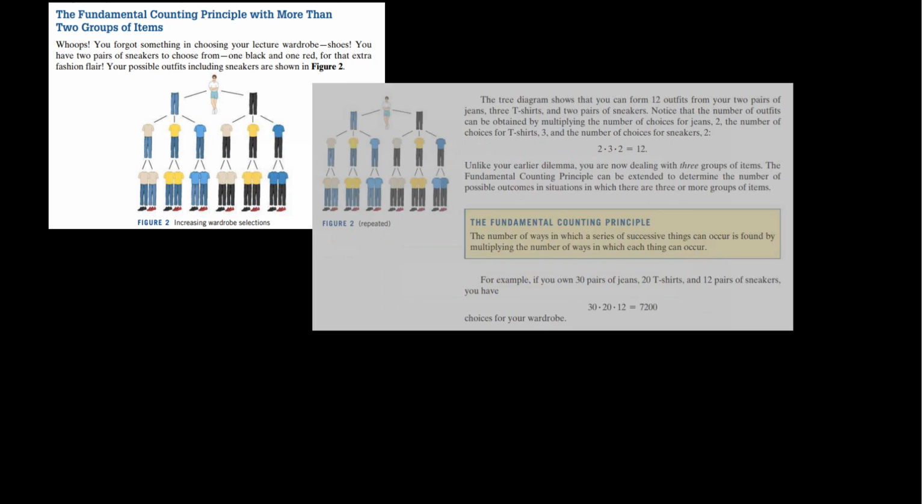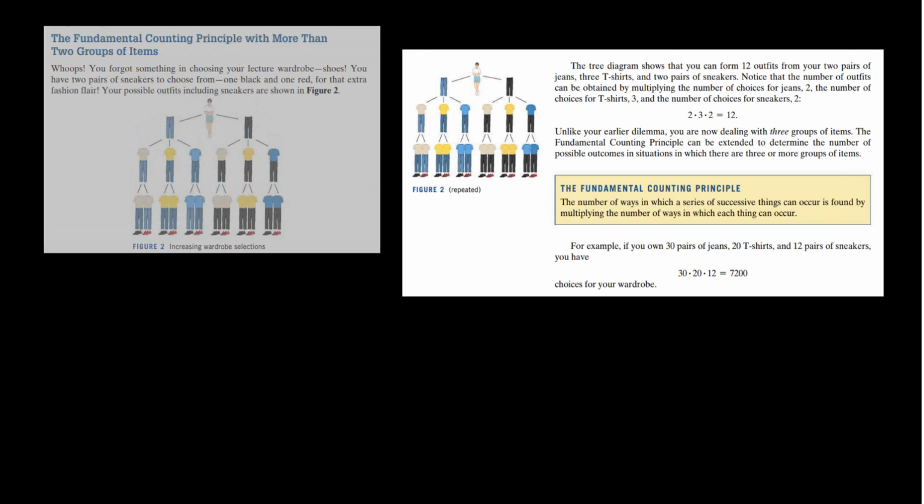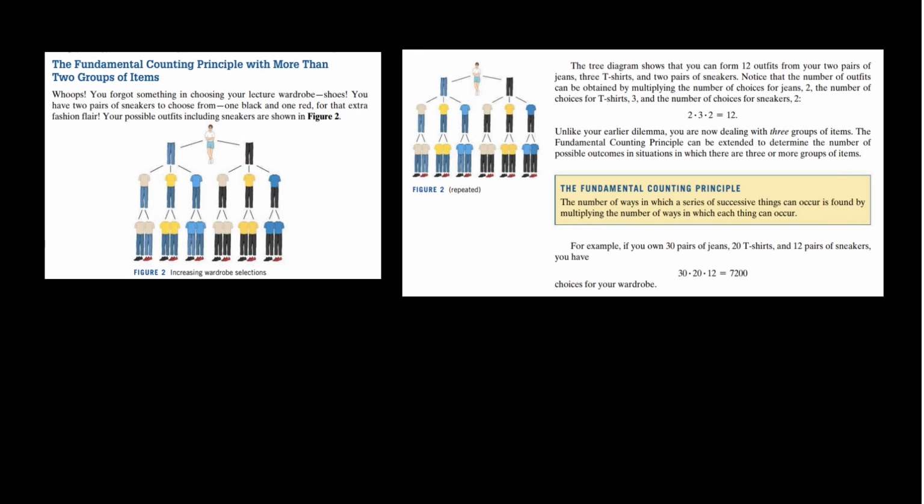Well, what you think would happen. Okay, so let's go ahead and look at the text here. Whoops, you forgot something in choosing your lecture wardrobe. Shoes. So you have two pairs of sneakers to choose from, one black and one red, for that extra fashion flair. So again, we have this tree diagram, right? Depending on what pair of pants we get, onto the shirt, and then choosing the shoes.